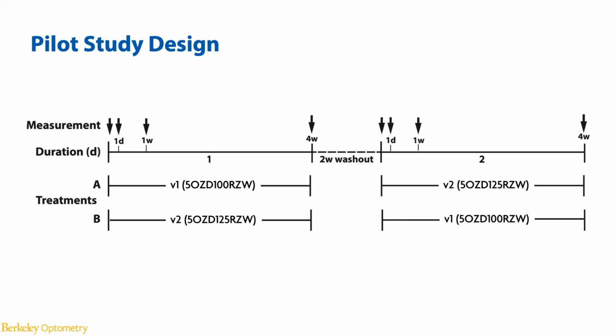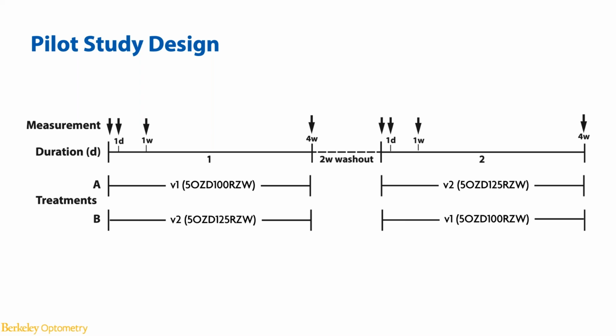So the one eye wearing a V1 design now wears the other design. So this study has 2 significant advantages. The first advantage is that it allows an interocular comparison at the same time, but it also allows the same eye to have basically a direct comparison between the 2 lenses.